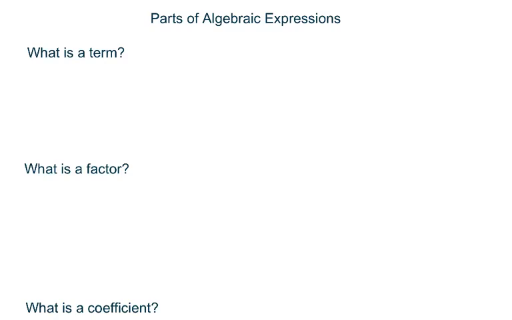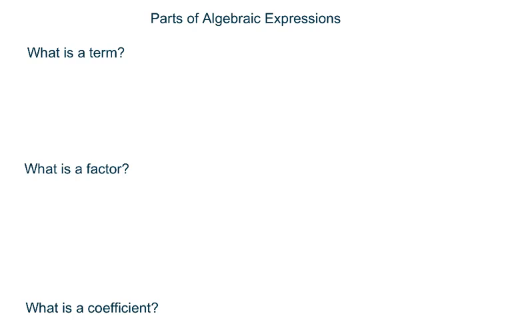Parts of algebraic expressions. So we're going to look at a couple definitions and then look at a couple examples and learn about parts of algebraic expressions. So first, what is a term? A term is anything that's separated by a plus or a minus, basically.